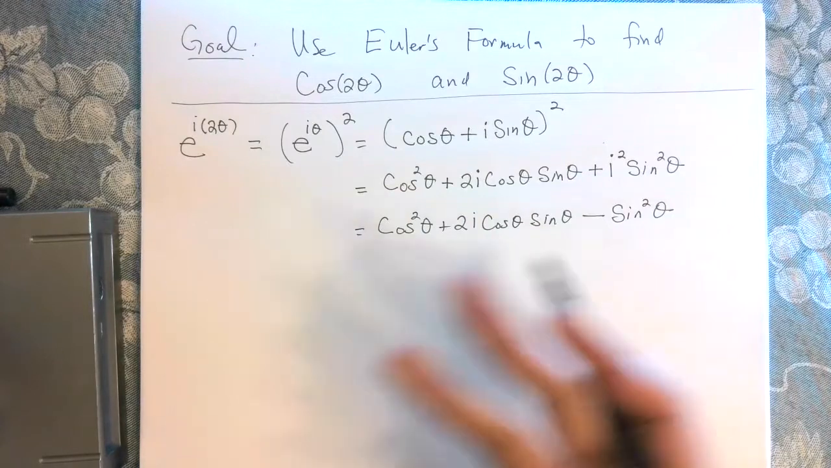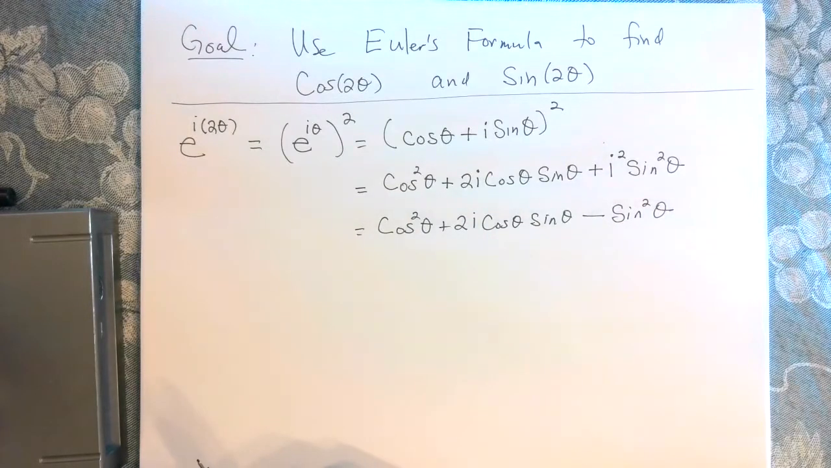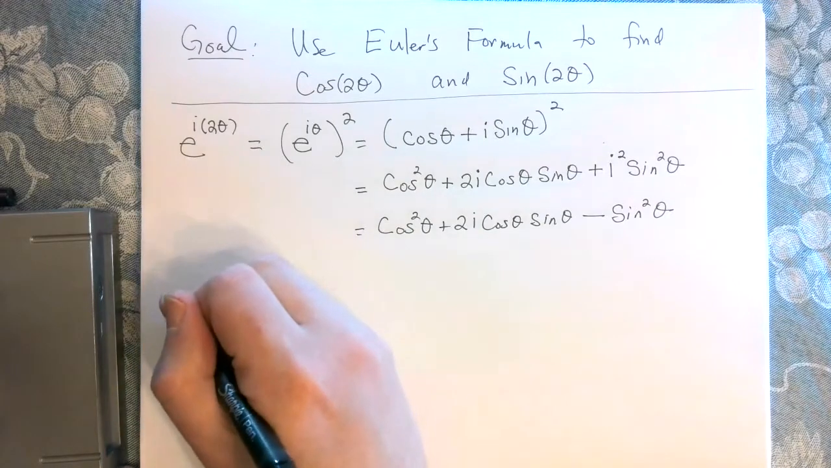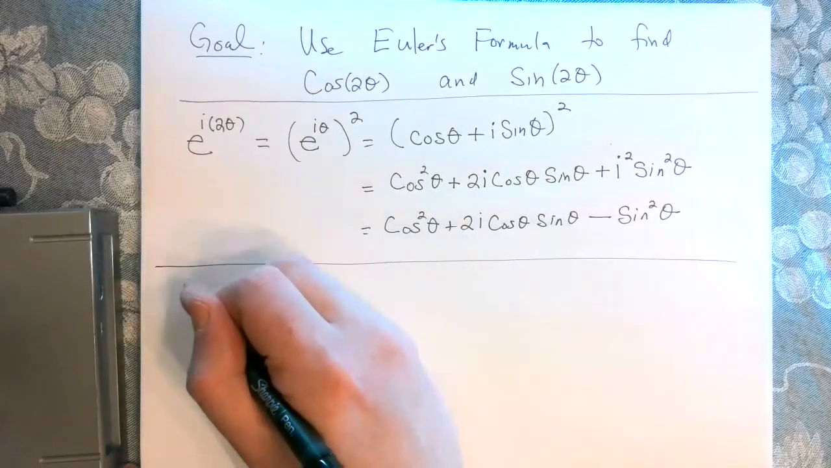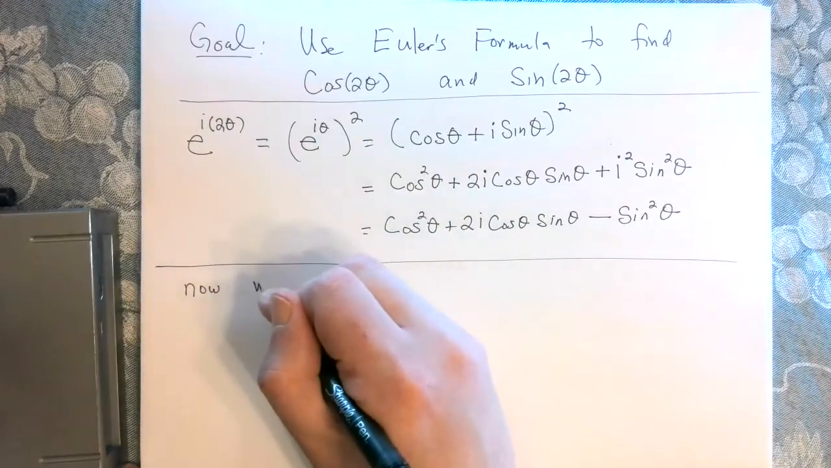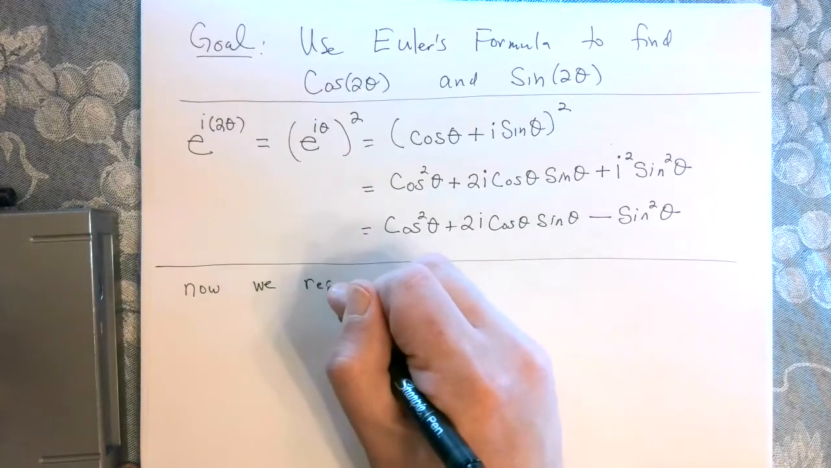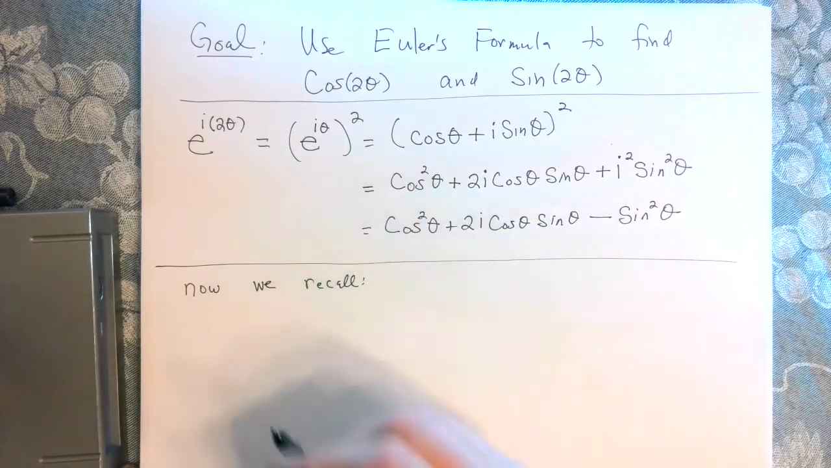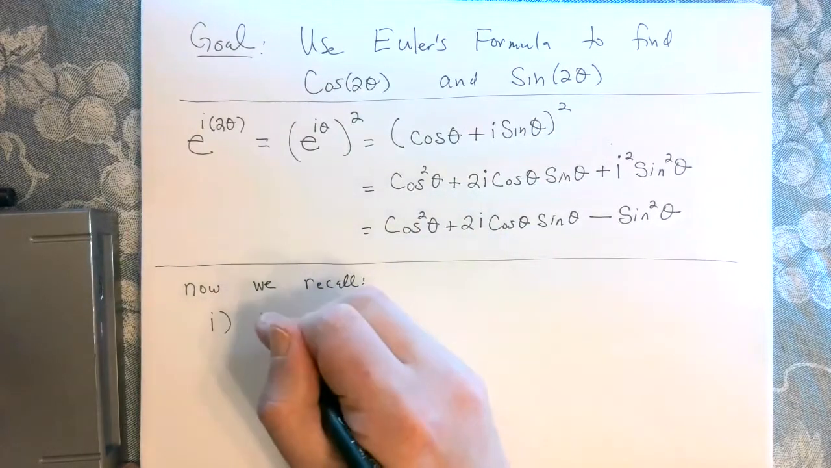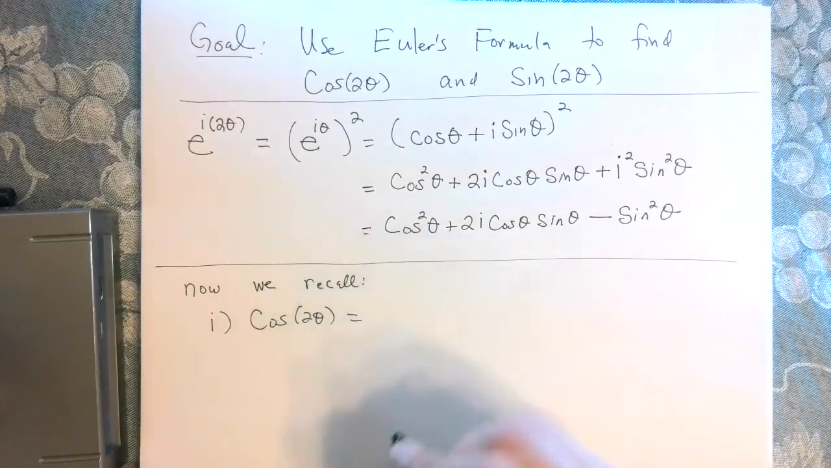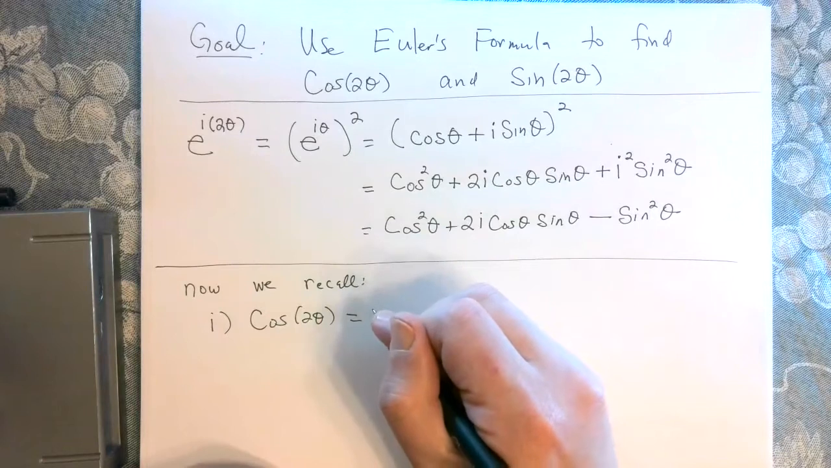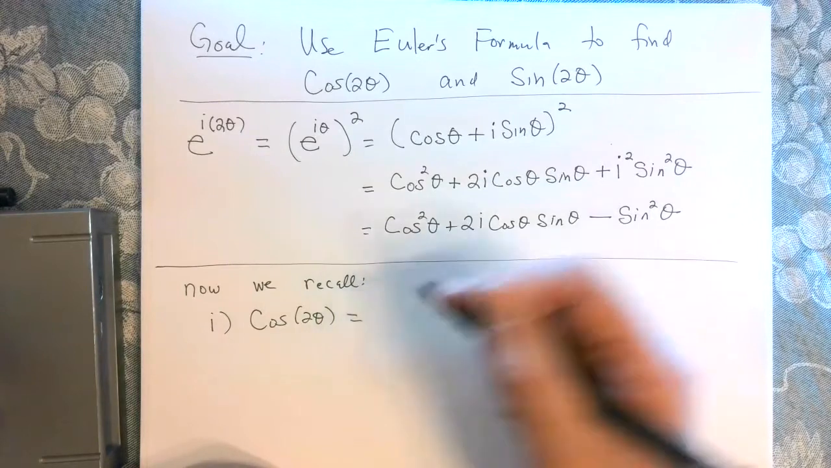Okay, well, I've got a bunch of terms. How is that helpful? Well, it's helpful if you recall the following. So recall, now we recall, cosine of 2 theta is exactly, actually, let's talk about it.